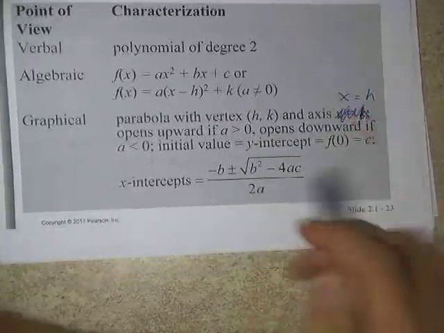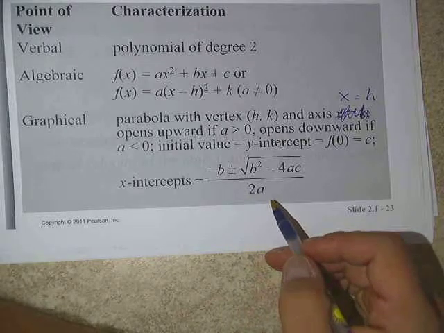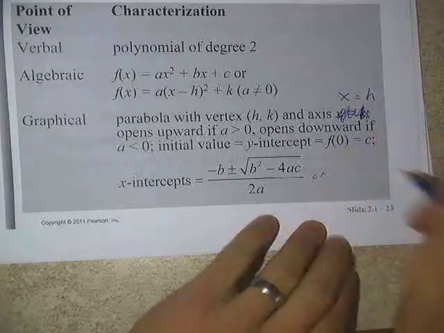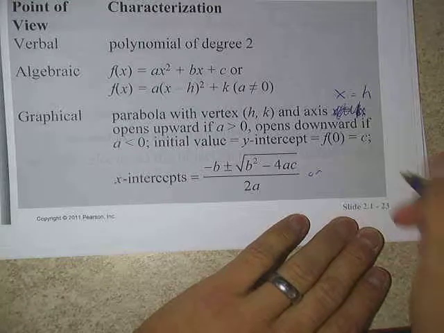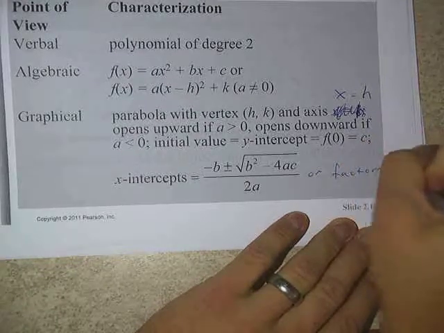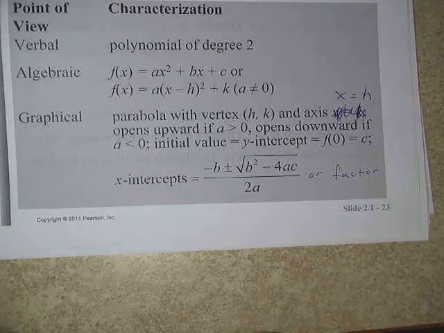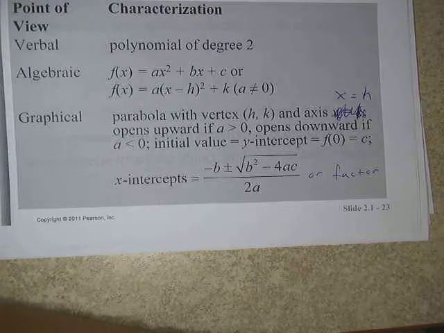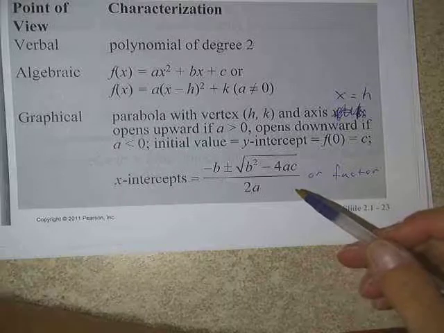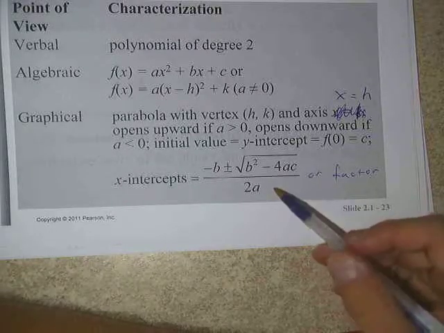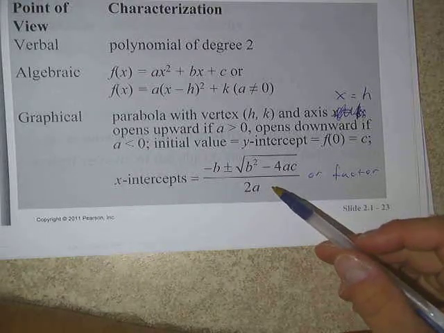We know it opens up if a is greater than 0, down if a is less than 0. The initial value or the y-intercept is always c, because if we plug in 0 for x, we're always going to get that c value. And then the x-intercepts are going to be found by the quadratic formula, or what else could we maybe find them with? Could be completing the square or factoring, right? So we could factor or complete the square, one of those two.